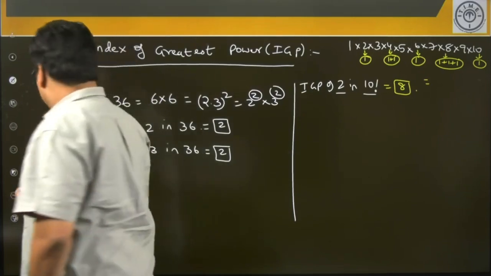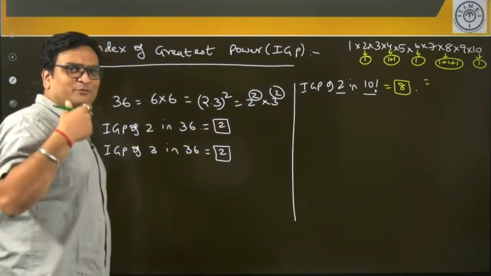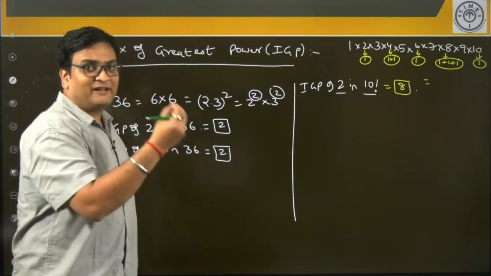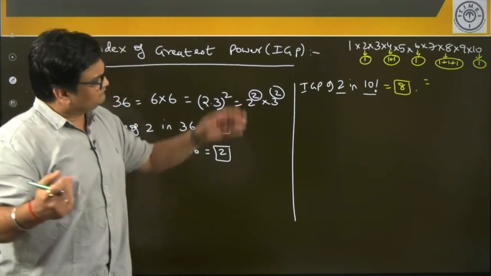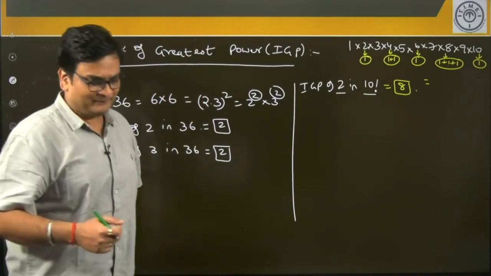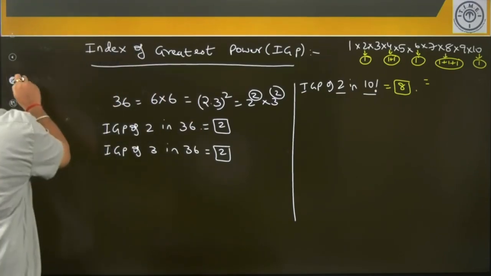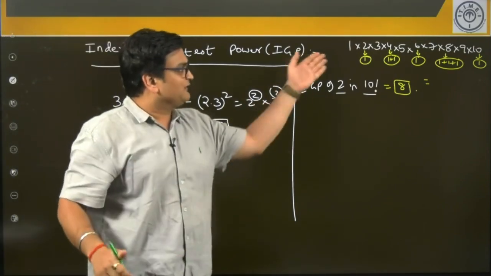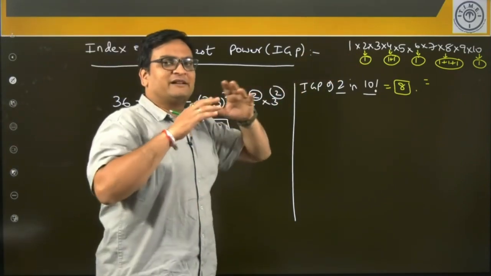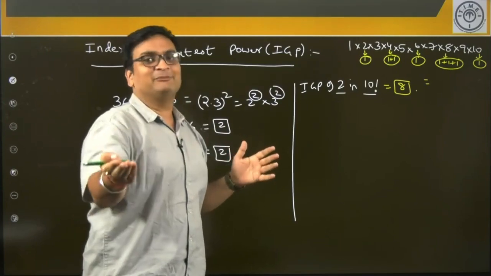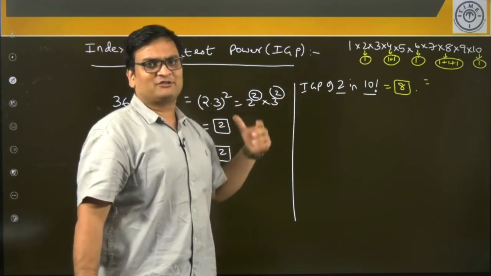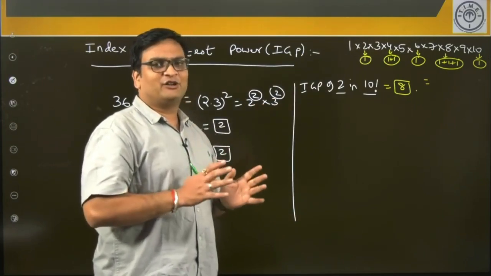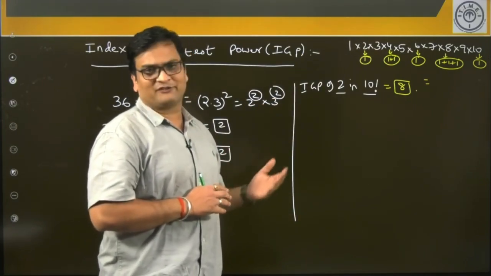This way, as we have solved for 10 factorial, we could also proceed with 20 factorial, IGP of 2 in 20 factorial, IGP of 5 in, let's say, 100 factorial. We can of course proceed like this, but is it an efficient approach? Maybe not, because for writing 100 factorial like this, you will need quite a lot of space and time. Thus, this is not the appropriate way of getting to the answer in case of IGP.